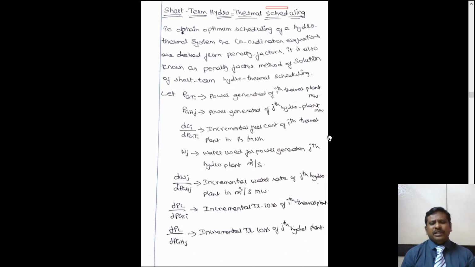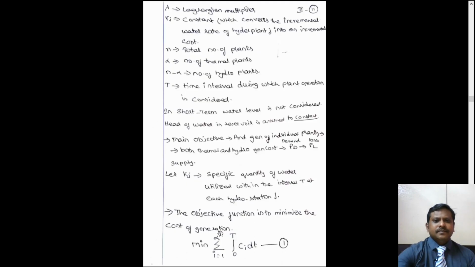∂PL/∂PGTi, as you know, is the incremental transmission loss of the ith thermal plant. Similarly, you will have a transmission loss in the hydro plant also, so the same you can represent here as ∂PL/∂PGHj, where again you will be considering lambda as a Lagrangian multiplier in order to obtain the minimum economical conditions.